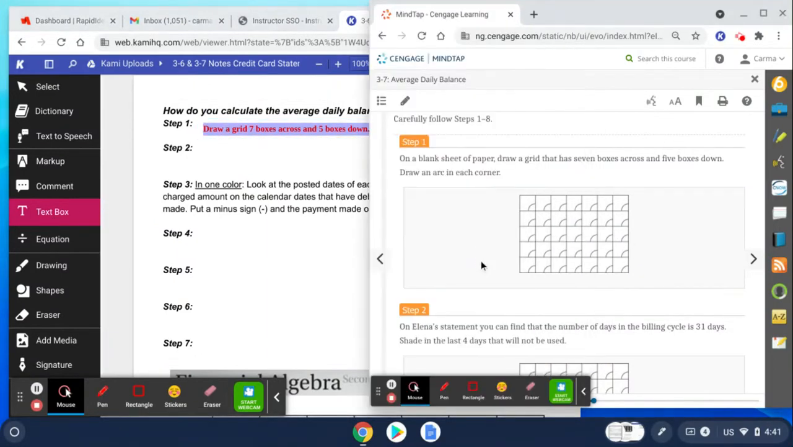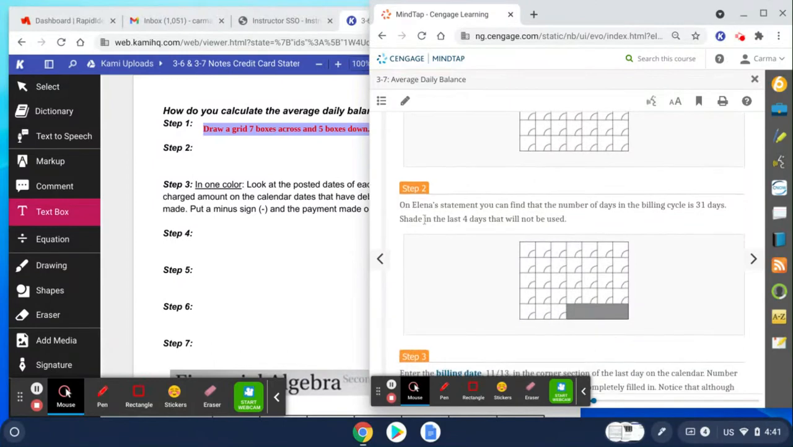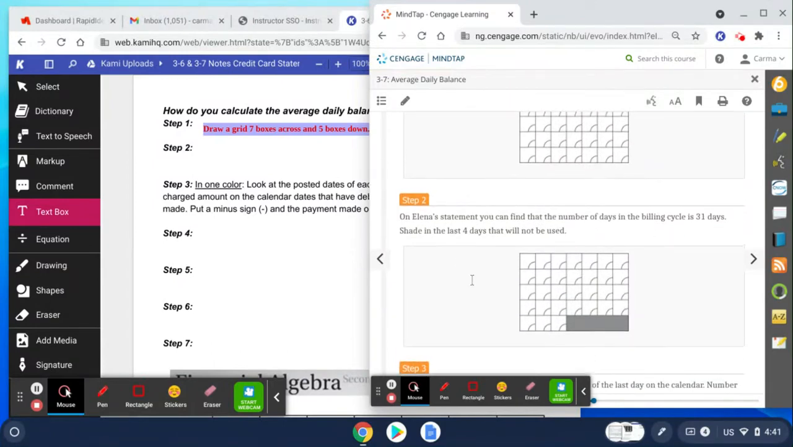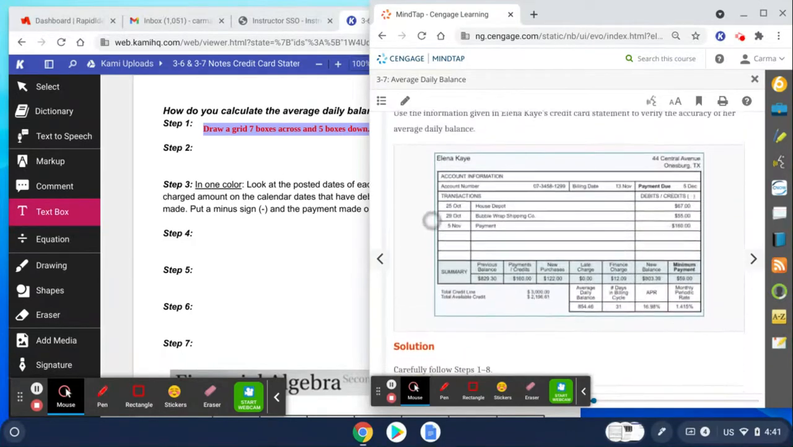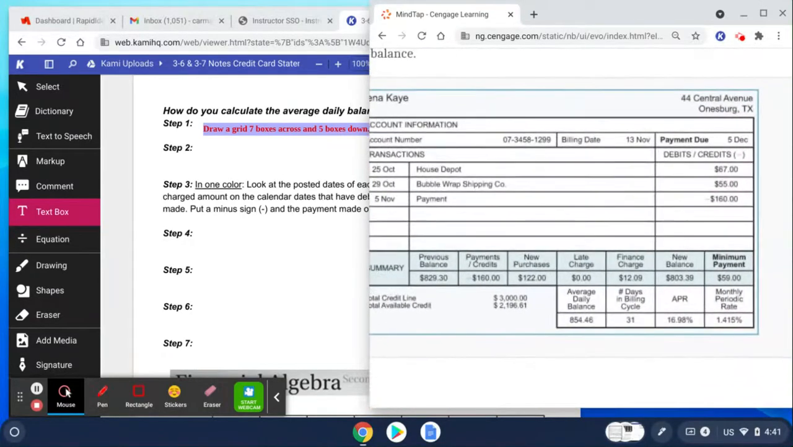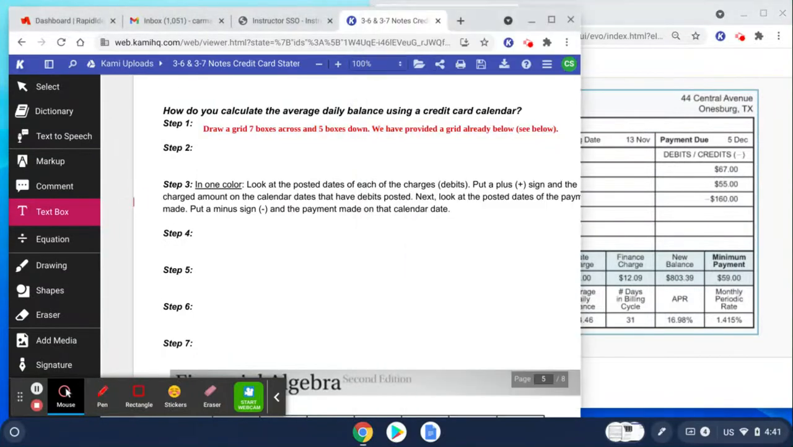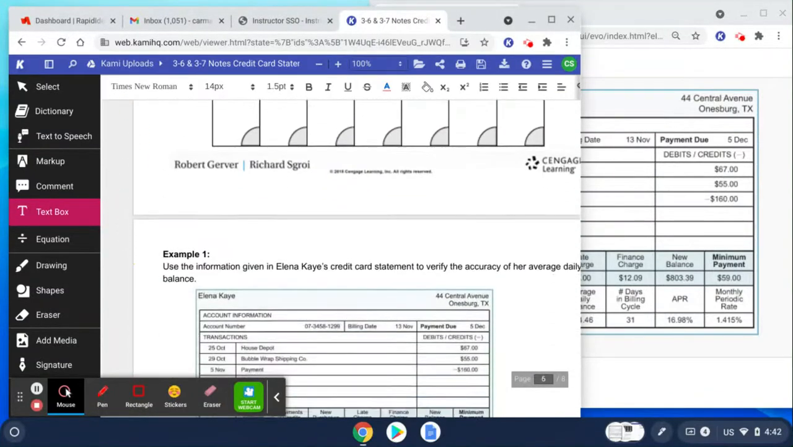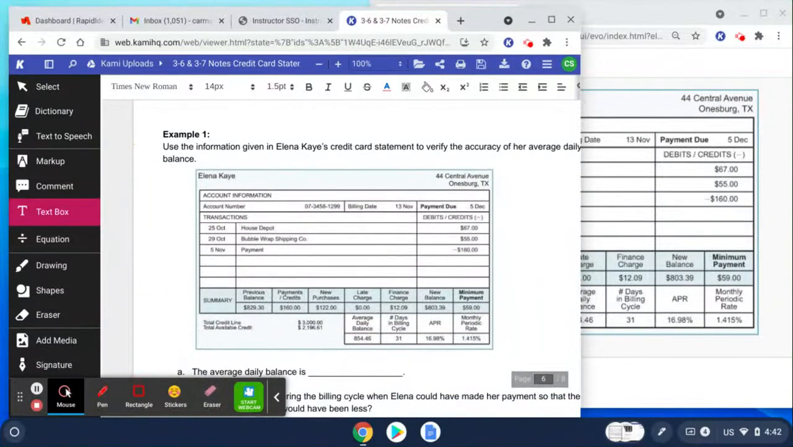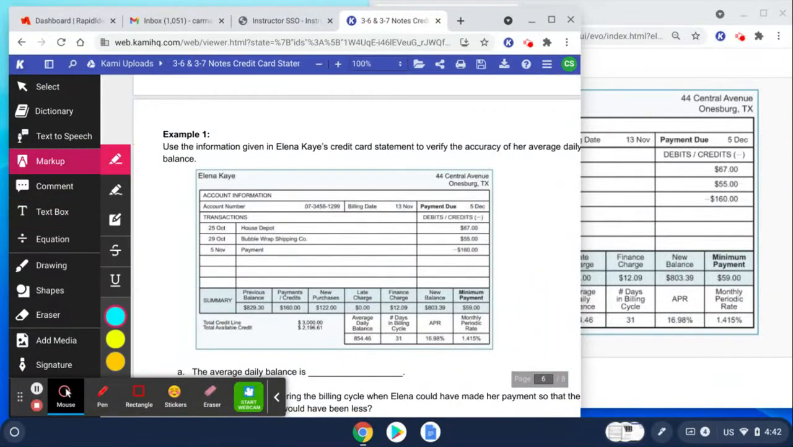So they want us to basically make a little calendar here. On Elena's statement, you can find the number of days in the billing cycle is 31. So looking up here at her statement, do you see right here where it shows that her billing cycle has 31 days? So we want a calendar with 31 days.